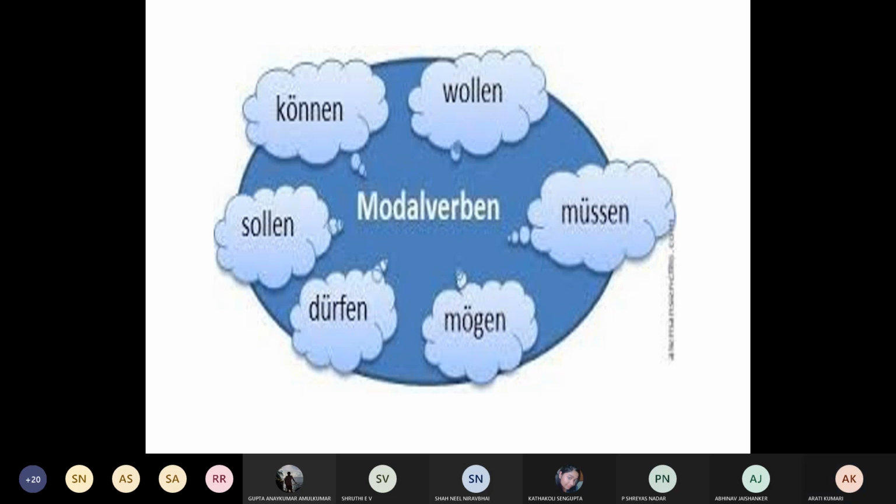Okay, so let's read it out. Modal Verben: können, wollen, müssen, mögen, dürfen, sollen. Okay.